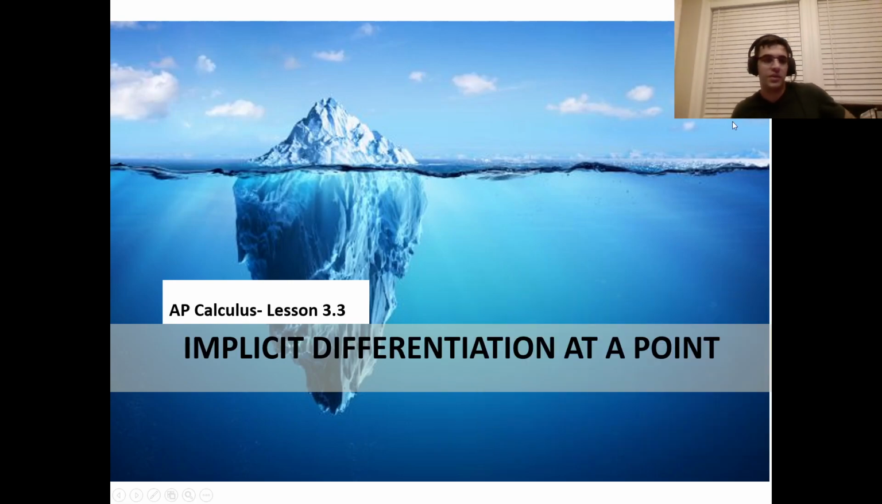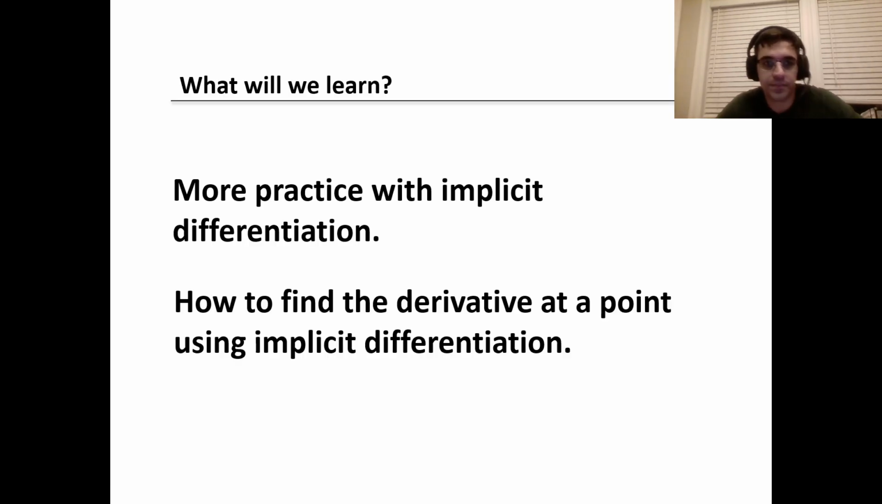All right, this is Unit 3, Lesson 3 of our calculus class. Unit 3 is all on implicit differentiation, inverse derivatives, and just a few more extra derivative things we just need to clean up. Lesson 3 is on implicit differentiation at a point. So what we're going to do in this is just more practice with implicit differentiation and look at ways to find the derivative at a point using implicit differentiation.